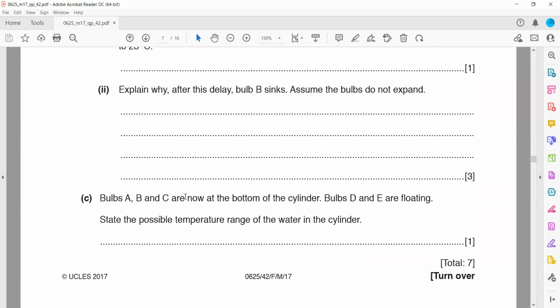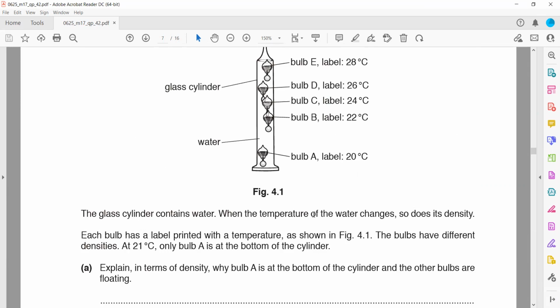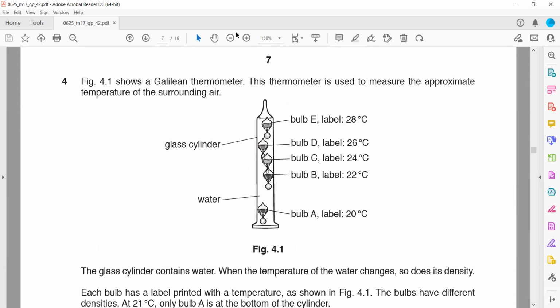Bulbs A, B, C are now at the bottom and bulbs D and E are floating. State the possible temperature. Look at how this is working. I will explain how this Galilean thermometer works. When the temperature of the surrounding air is, for example, 21, higher than the labeled 20 bulb, the bulb having a lower temperature will sink. When the temperature of the surrounding air is now, for example, 23, which bulb will sink? Bulb B will sink.